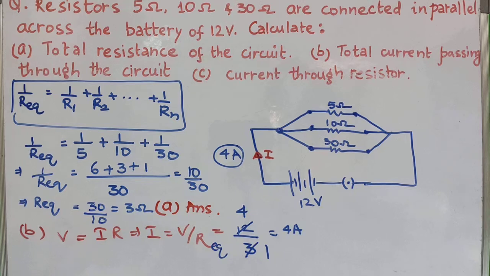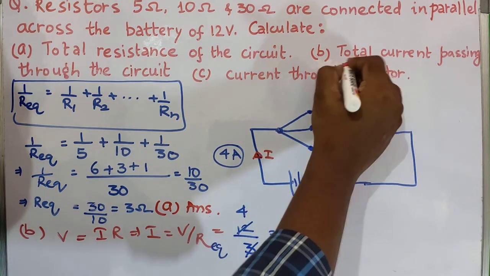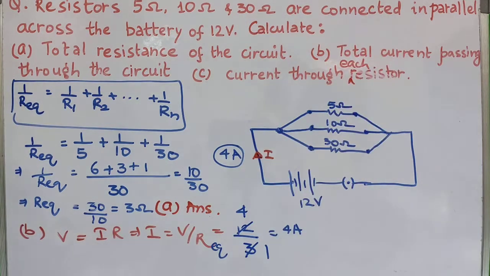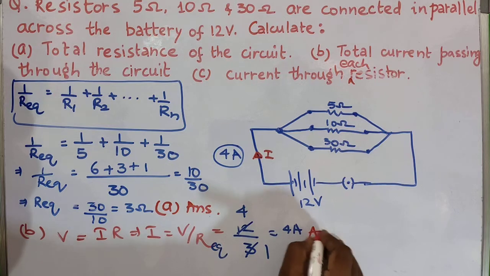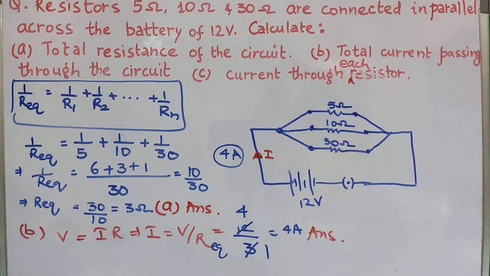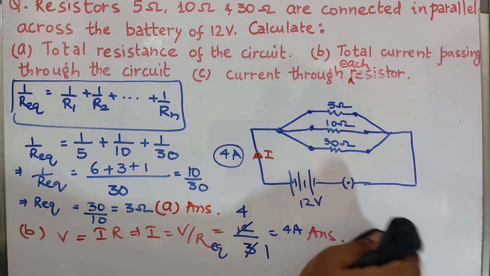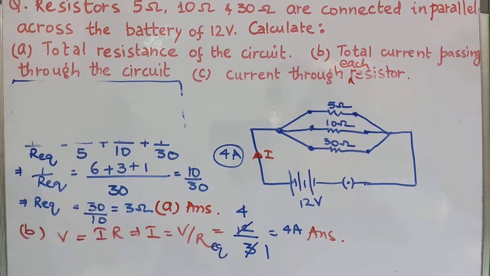Now the third one, current through each resistor. We'll find out the current through the 5 ohm resistance, current through 10 ohm and current through 30 ohm. So this 4 ampere is the answer for B. So let's do the third part.